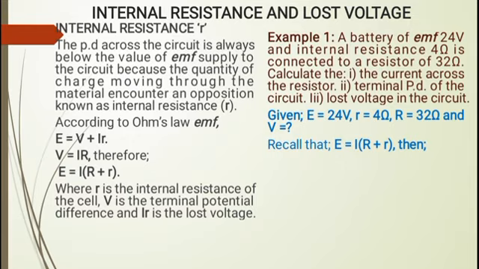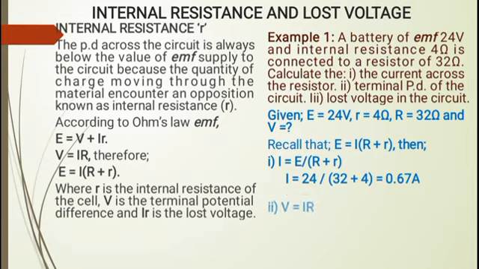Recall that from Ohm's law, we have E equal to I into bracket capital R plus small r. Therefore, we can make I the subject of the formula. I equal to capital E divided by the sum of capital R and small r. Substituting the given parameters into this equation, we have I equal to 24 divided by the sum of 32 plus 4, which is 36, and that will give us 0.67 ampere, which is the value of the current flowing through this particular circuit.